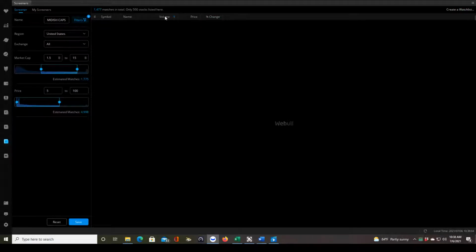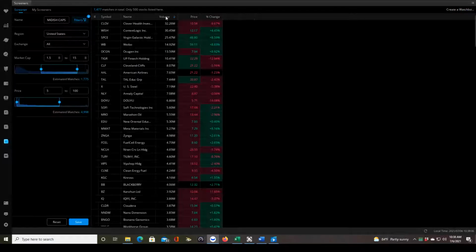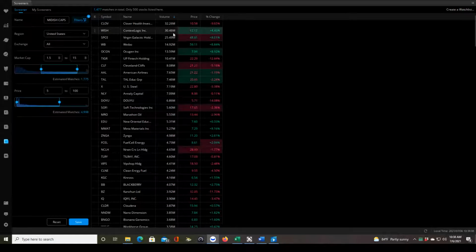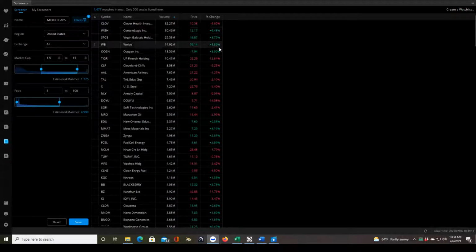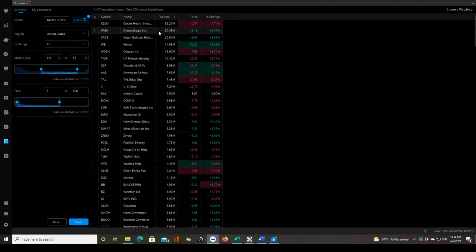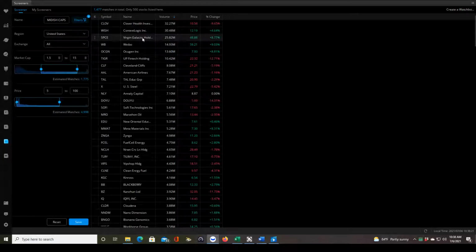And I organize the list by volume, and I only look at the stocks on the first page that are also making gains, so they have to be green in this percent change. And really the only ones I was looking at this morning were right here. Wish was trending down overall, I can show you that, but SPCE, WB, OCGN, they were all trending up in the 200 MA, so they were all on my list, but none of them were trading above the previous day high, so there were no trades that I could take on those.